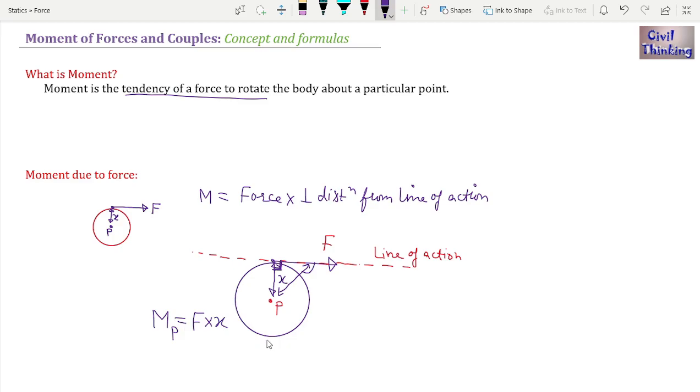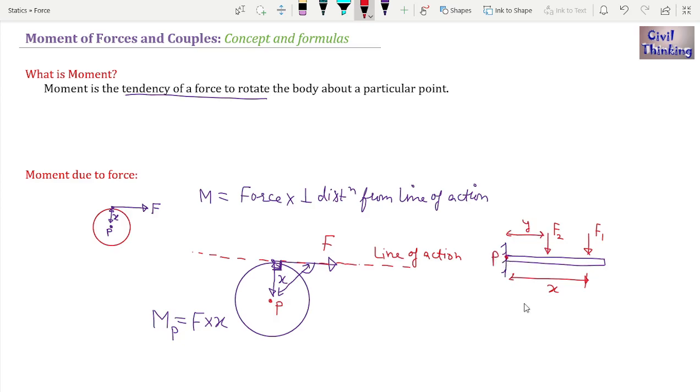You can also see moment due to multiple forces. For example, if I draw a cantilever here, this is a cantilever. Let us say a force of F1 is acting at this point, at a distance of, suppose, x from this. Another force, F2, is acting at this point, at a distance of, suppose, y from this point. This is the point P.